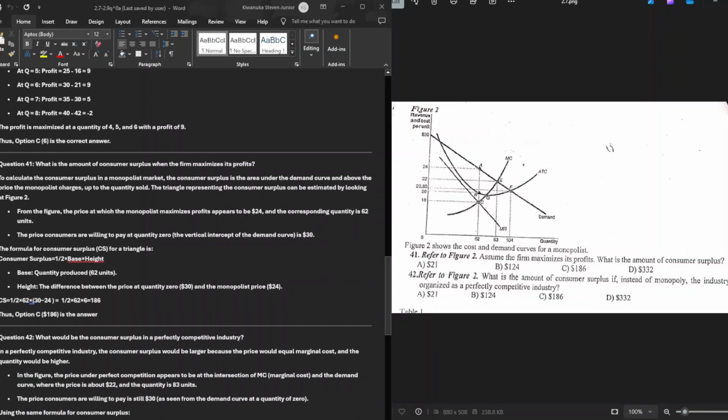So we come to 42. What's the amount of consumer surplus if instead of monopoly, the industry was organized as a perfectly competitive industry? You know very well that for perfectly competitive industries, what will happen is that so many farmers will join because they are realizing this guy is making profit at point A. When they join, quantity supplied will increase. I think you will know that very well.